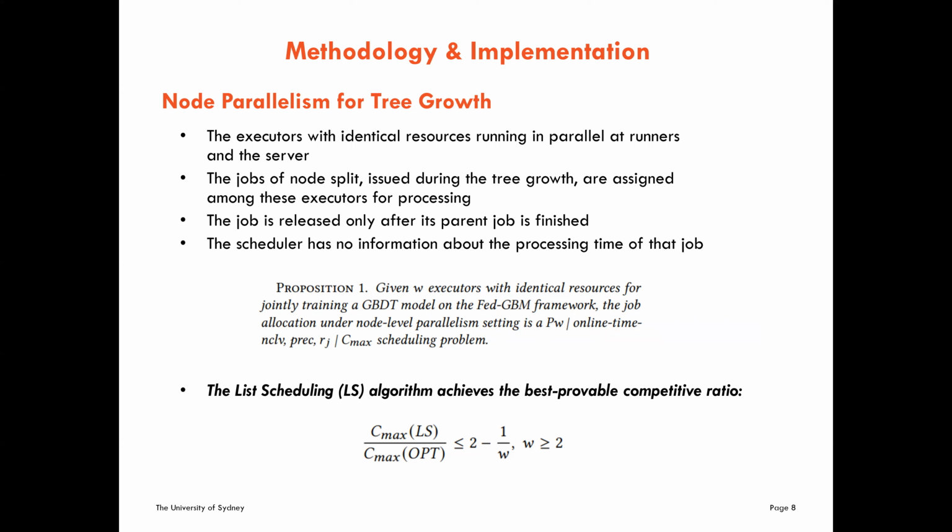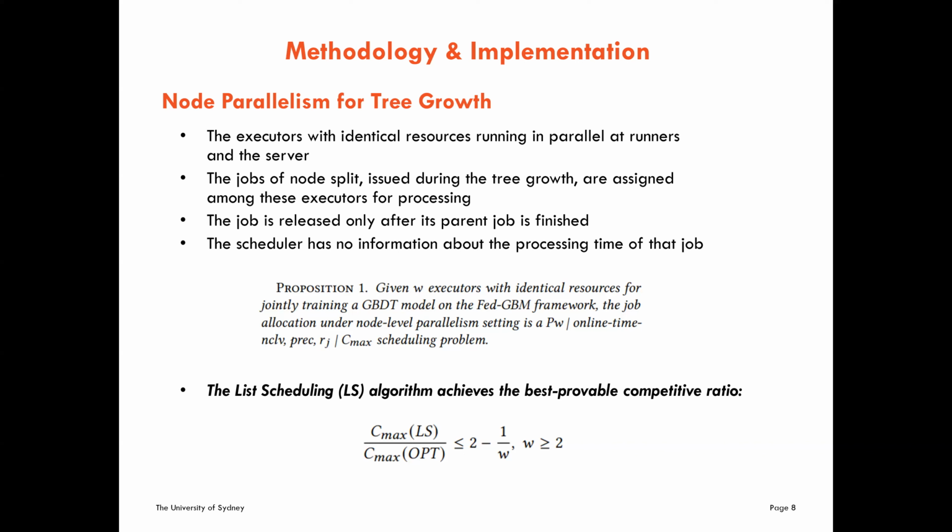We characterize the node parallelism problem as follows. First, in our system, there are executors with identical resources running in parallel at the runners and server. The jobs of node split are assigned among these executors for processing. The job is released only after its parent job is finished. Last, the scheduler has no information about the processing time of the job.